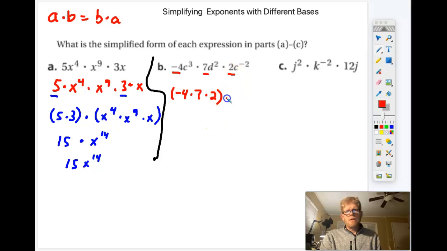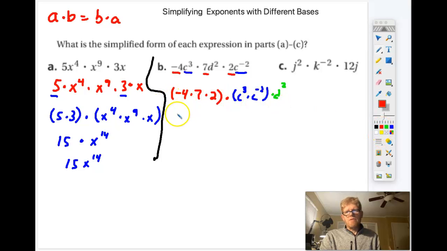And let's group the variables in the way that we can. We know that we've got c to the third, and d won't group with anything that's c to some power, but this other c will. So we wind up with times c to the third times c to the negative second, and then we'll just add our d on the end, d to the second. There he is.